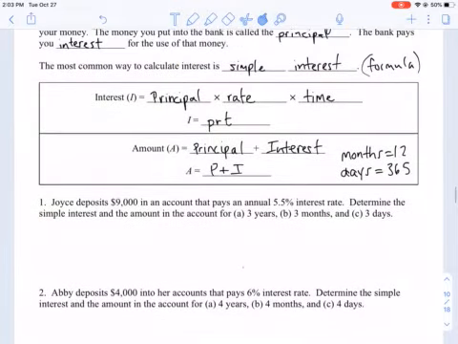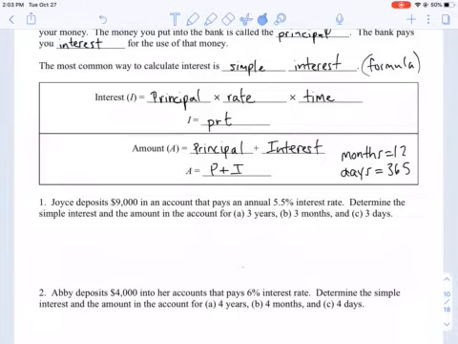So let's look at our first example here. We're looking at Joyce. Now, Joyce deposits $9,000 into an account that pays 5.5% annual. And we need to determine the simple interest for the amounts for 3 years, 3 months, and 3 days.